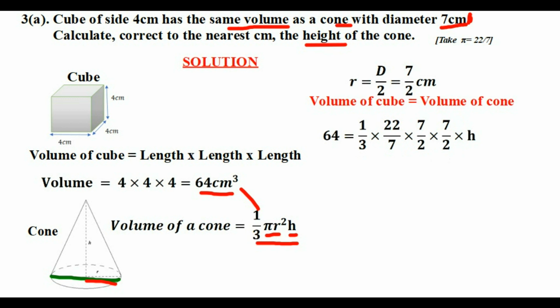This 1 over 3, we have it here. This pi is taken as 22 over 7, we have it here. And this radius squared, we have it here. Radius is 7 over 2, and we have 7 over 2 multiplied by 7 over 2. That is what r squared means, multiplied by height, and that is what we need to find.